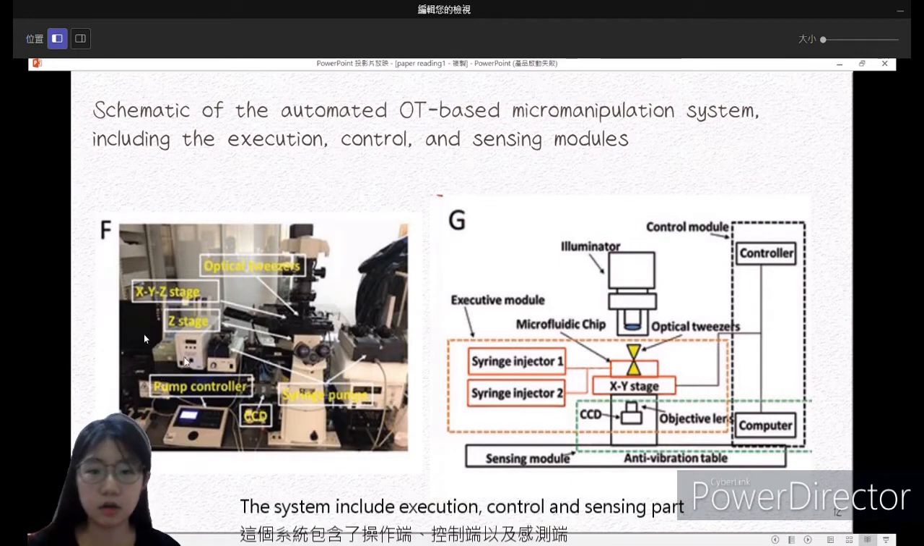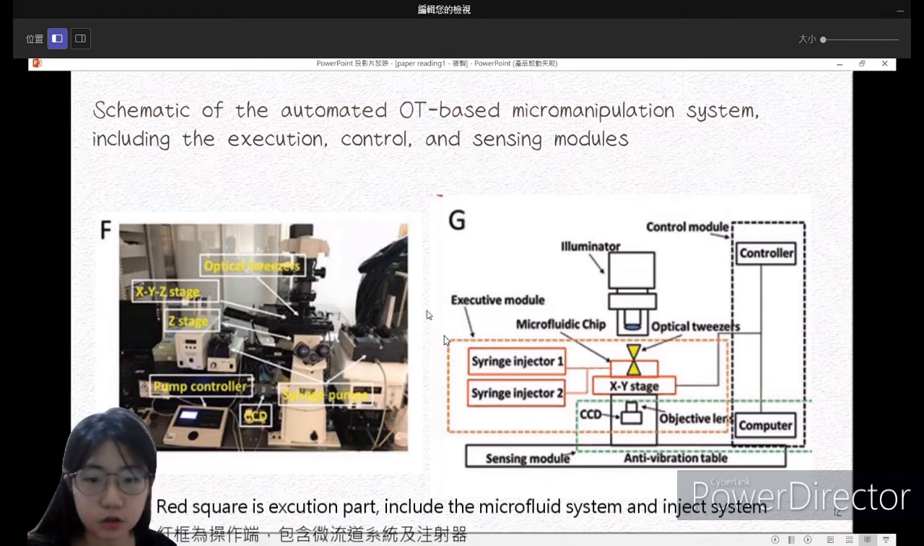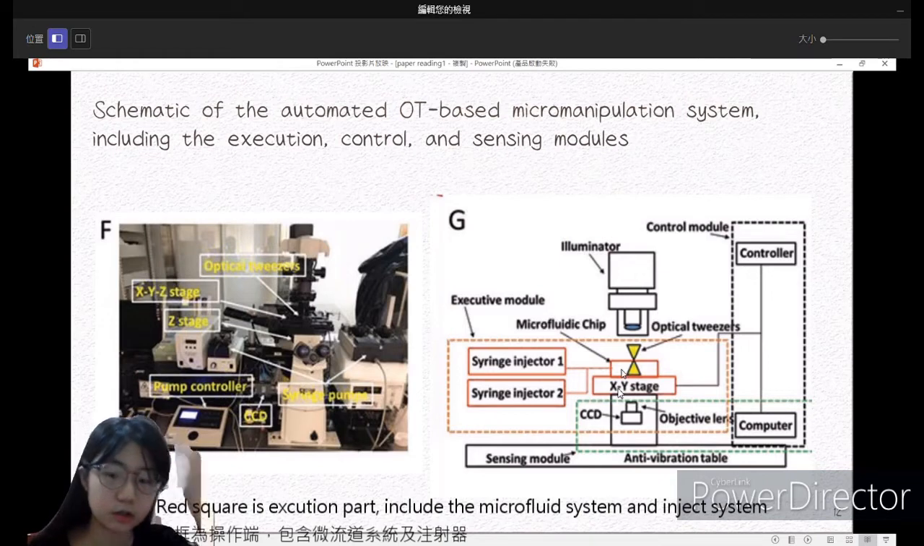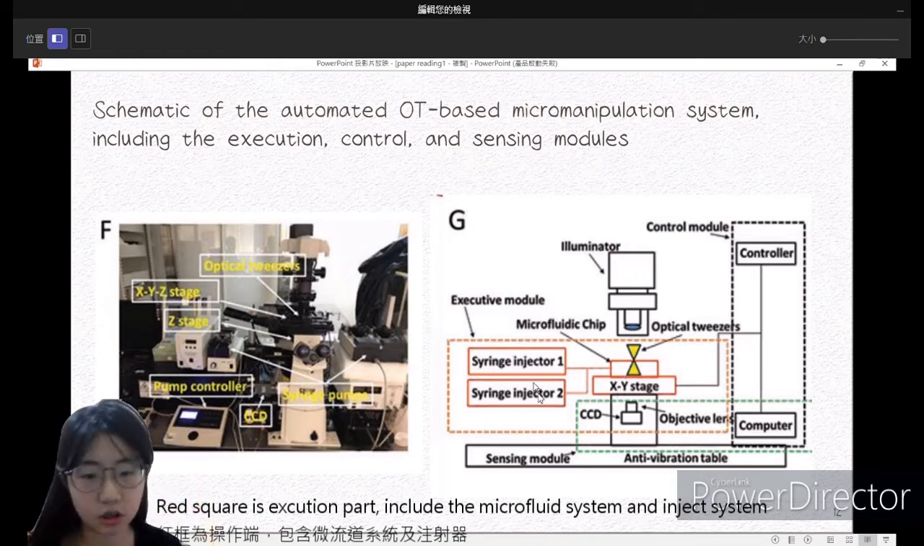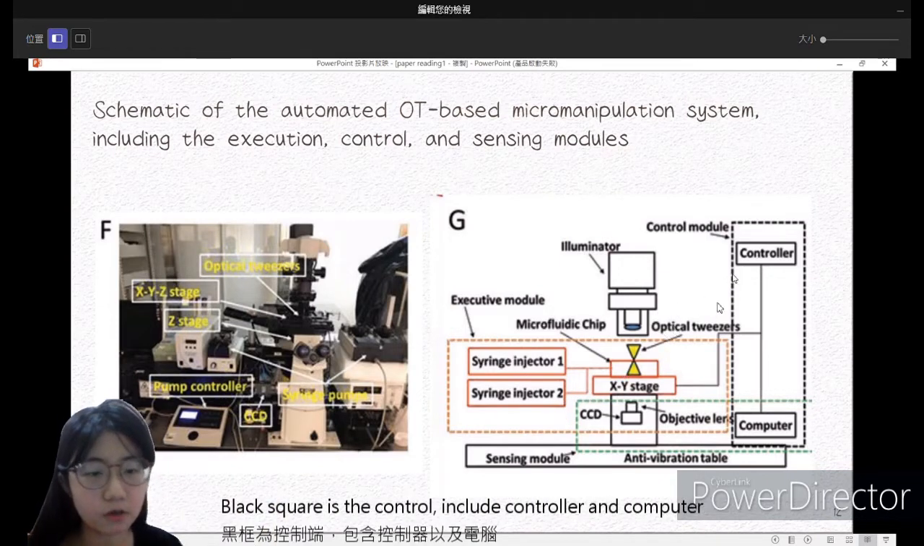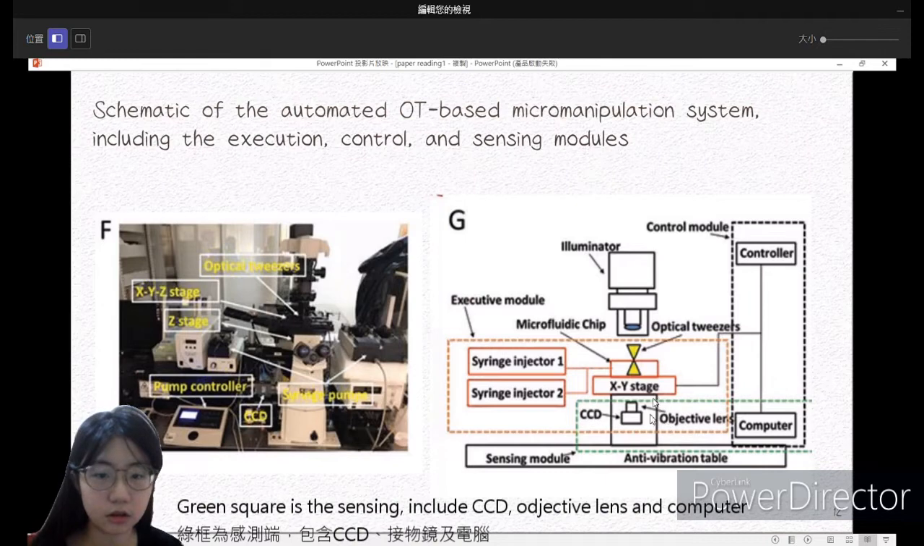Okay, the system includes an execution, control, and sensing part. The execution part is the red one, including the microfluid system, injection system over here. And the black one is the control part, including a controller and a computer. And the sensing part includes the CCD objective lens and the computer.